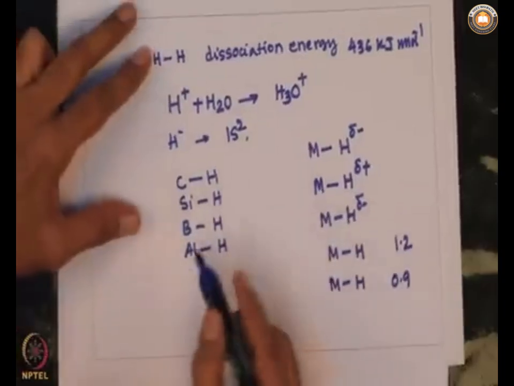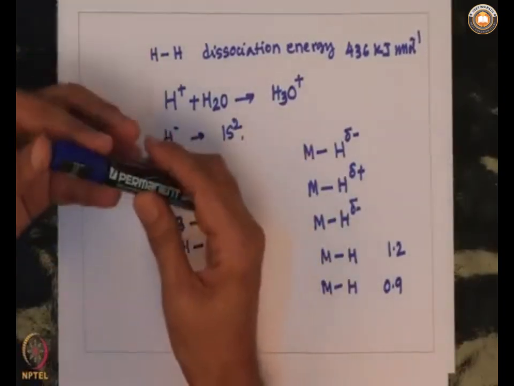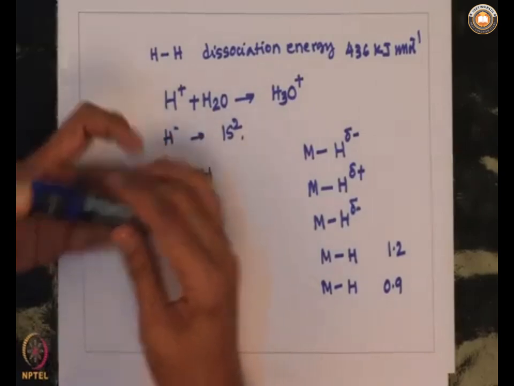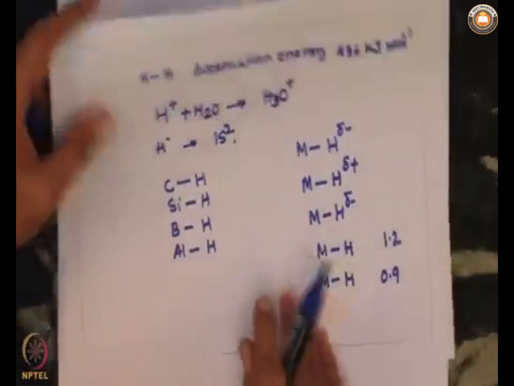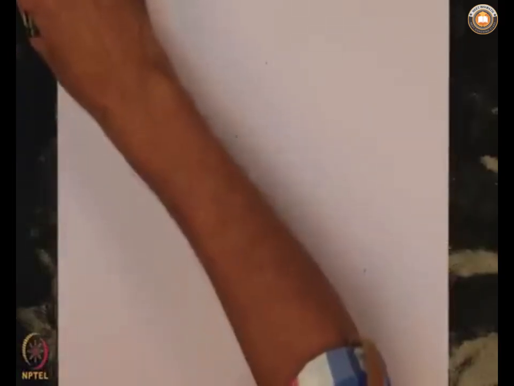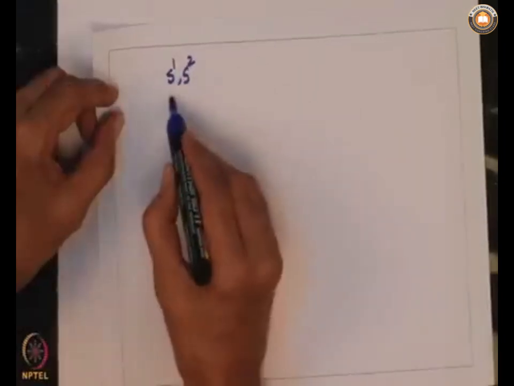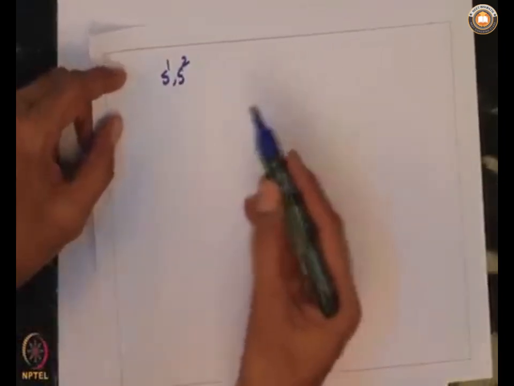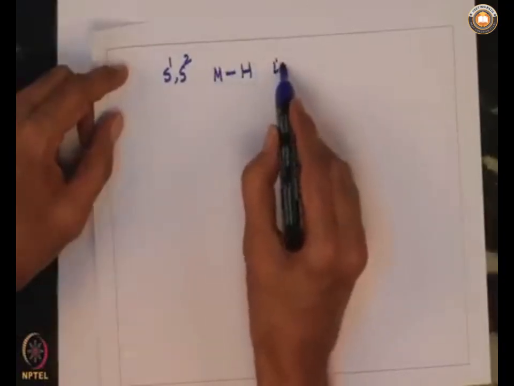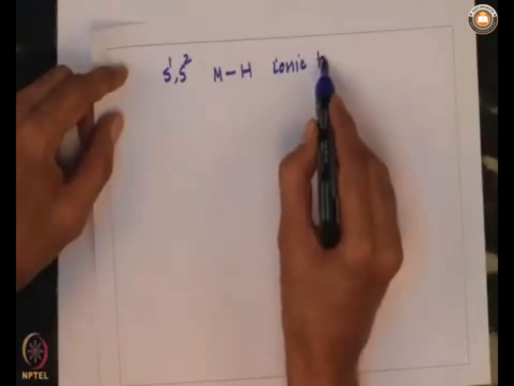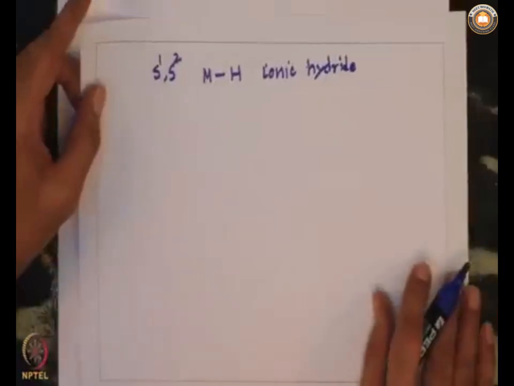So that means here you can see all electropositive elements such as metals, alkali metals and alkaline earth metals form ionic hydrides. S1 and S2 elements, that means alkali metals and alkaline earth metals, when they form hydrides, this is essentially ionic in nature. They are highly reactive and violently react with water.